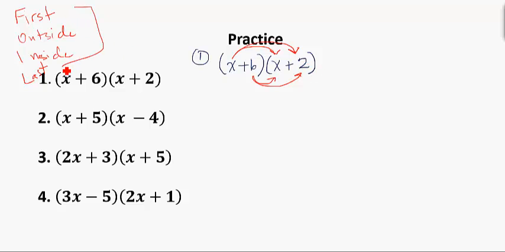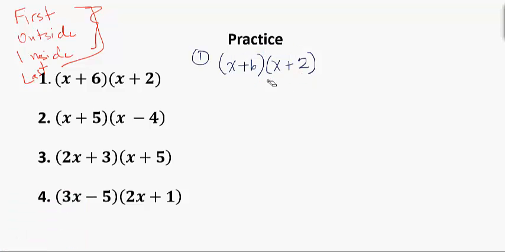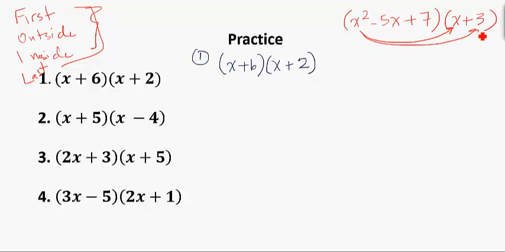Now, the reason that I don't particularly like this is because I prefer for you to understand what you're doing and not just memorize a mnemonic like this, but also because I want you to be able to apply this to things other than binomials. So if this was a trinomial, say x squared minus 5x plus 7 times a binomial x plus 3, FOIL wouldn't work because you couldn't do first outside, inside, last, but you could use that concept that you're distributing this to each term, and then you're distributing this to each term, and then you're distributing this term to each term.